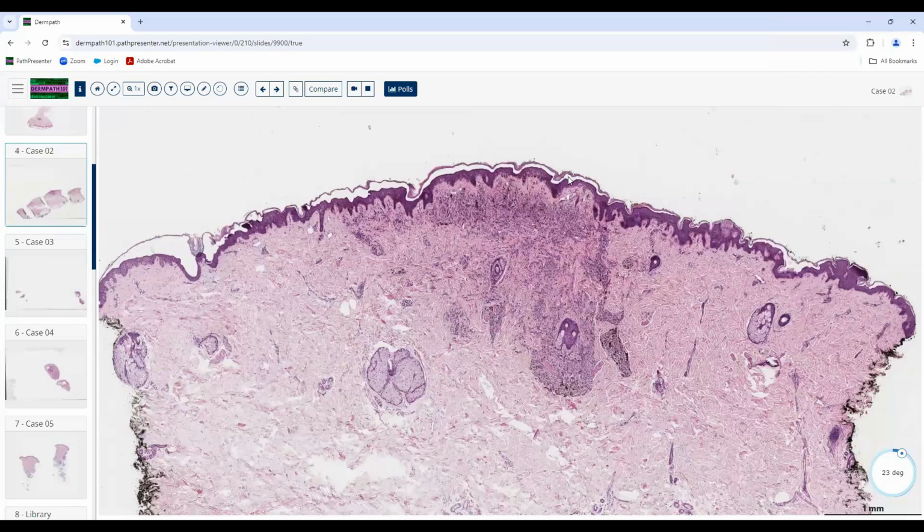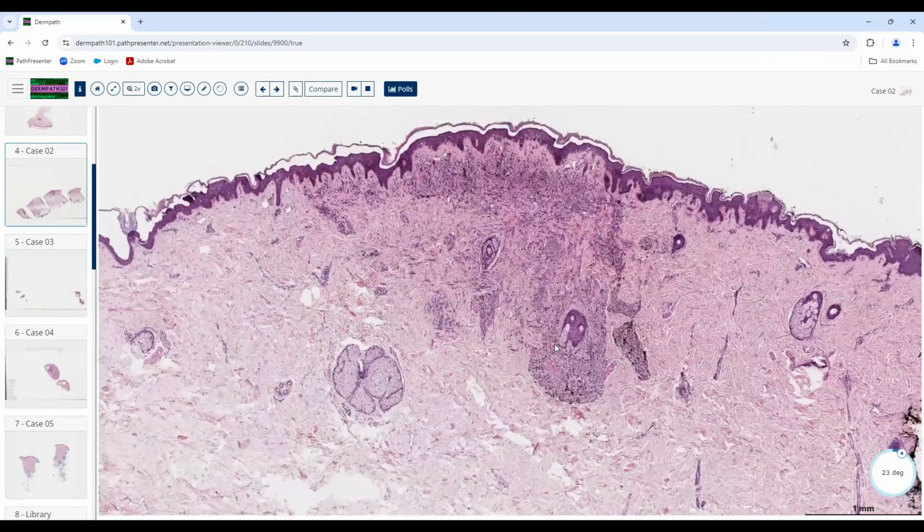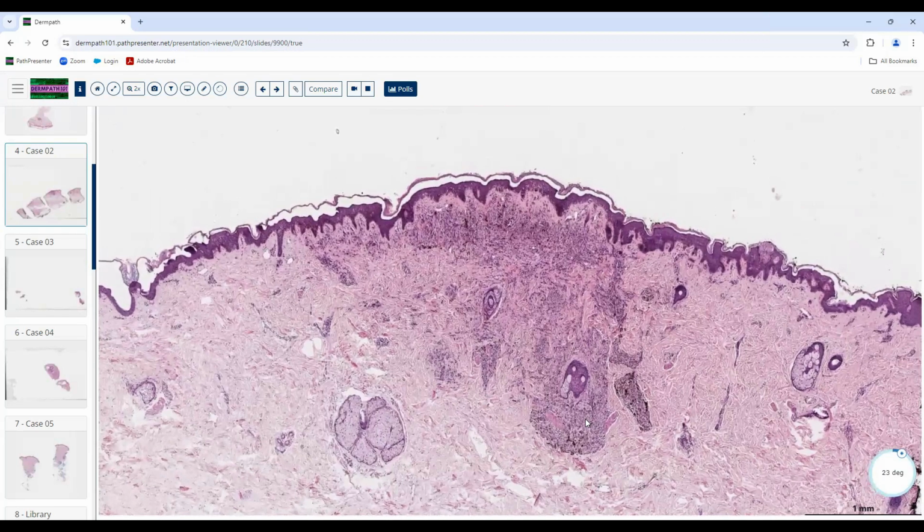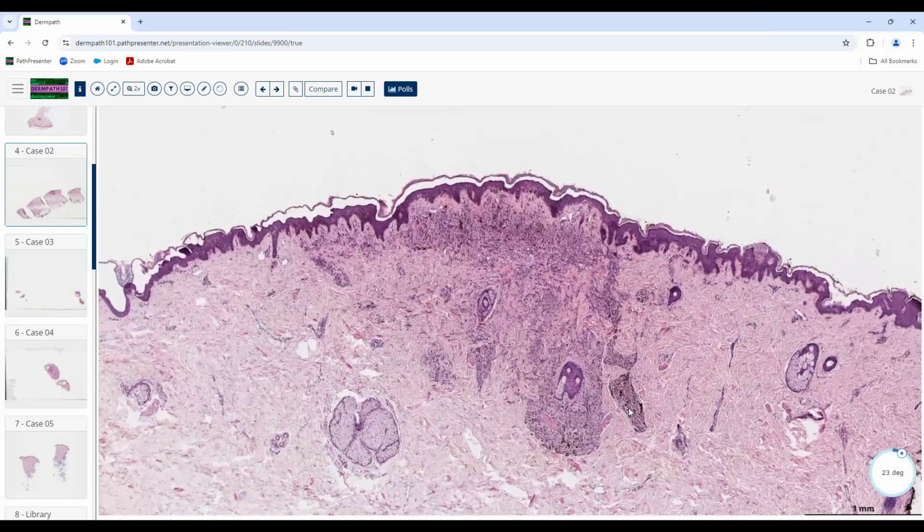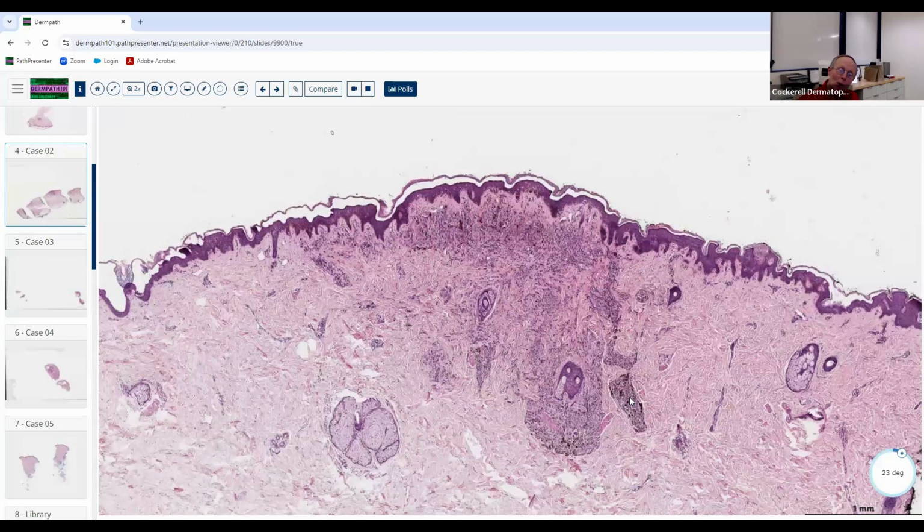You're looking for breadth, symmetry, and circumscription as the three cardinal features. And what do you see here? It looks well circumscribed. This is kind of the end of it right here. I agree with you. It's fairly small, isn't it? It is a small lesion, but there's that vertical component that is extending down. Does that cause heartburn for you or no?